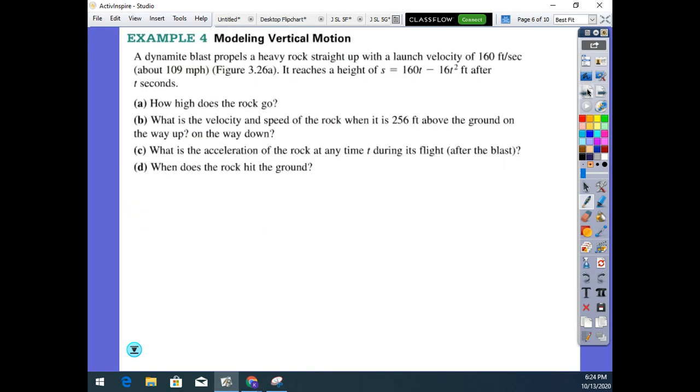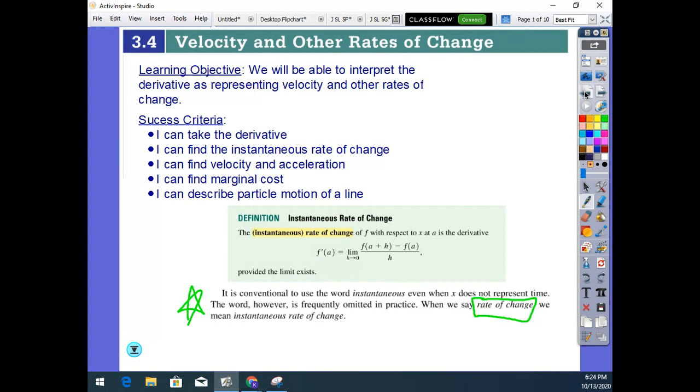Oops, let me go back. Okay, so we're going to have a whole bunch of vocabulary in this. I must have been having somebody observe me because I have all my little success criteria.